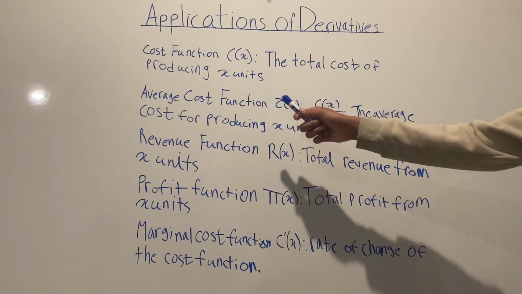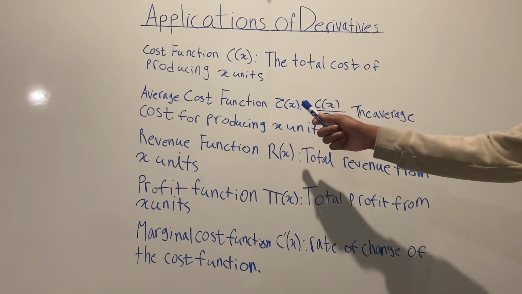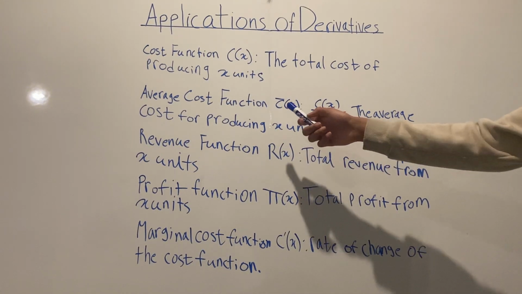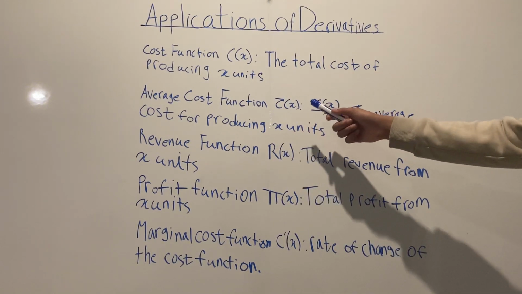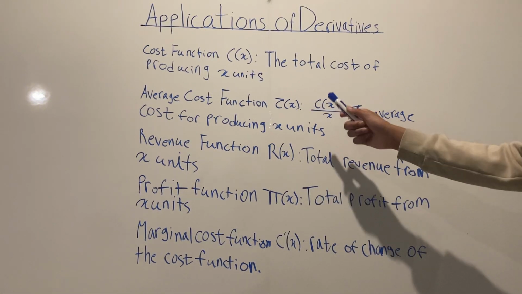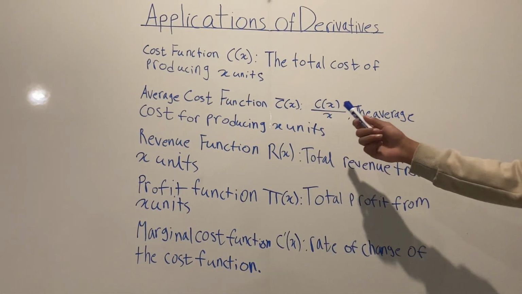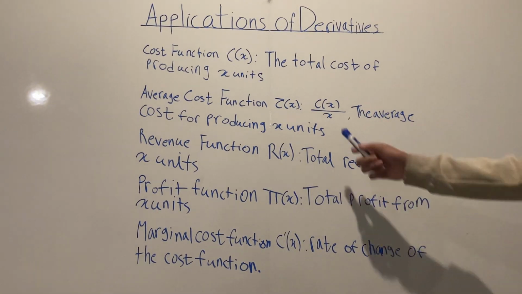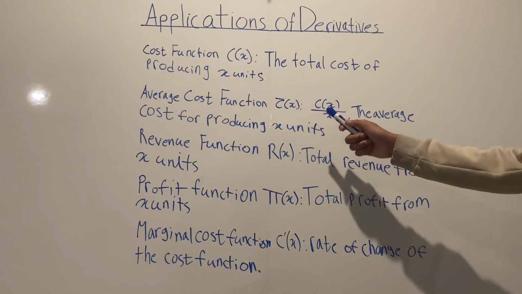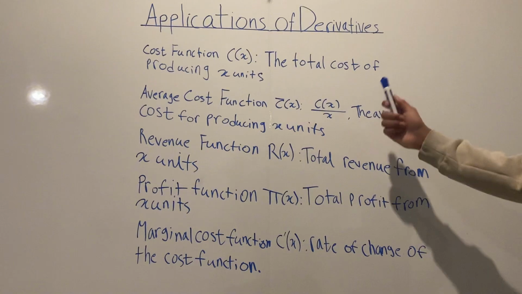Now the average cost function is the same thing, except it'll find you the average of it. So the average cost function is C of X divided by X, because the average just means the total divided by the number of things being added up. So this will tell you the average cost of each unit when, let's say, 10 products are being made.